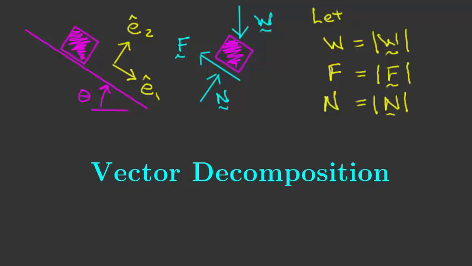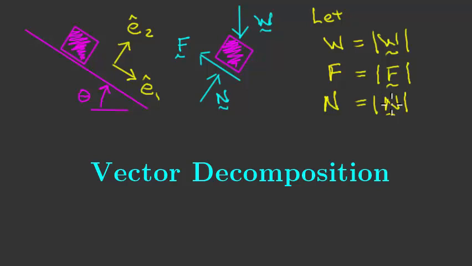Alright, so once again we have this box sliding down a ramp, and the forces on the box are the weight, a friction force tangent to the ramp, and a normal force perpendicular to the ramp that keeps the box from falling through the ramp. So again, we'd like to do a vector decomposition, but this time in terms of these basis vectors, e hat 1 and e hat 2, that are aligned with the ramp. E hat 1 is tangent to the ramp, or parallel to the ramp, e hat 2 perpendicular.